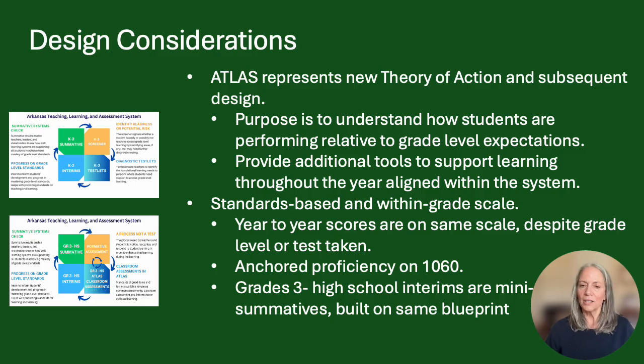So this is where we can talk a little bit about numbers, but I'm also going to make a couple of suggestions about how do we look at those numbers. So it is a within grade scale. That means 1,060 is proficient for every subject and grade level. Kids can score from 1,000 to 1,120. And importantly, the interims are mini summatives, meaning they're built on the same blueprint. The other thing I should have added in here is that this is computer adaptive. It's computer adaptive on the interims and on the summatives, and that impacts things.